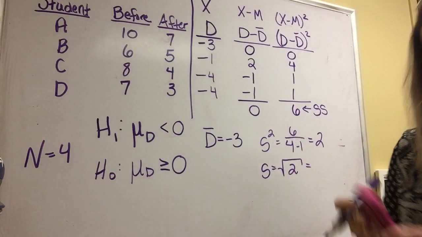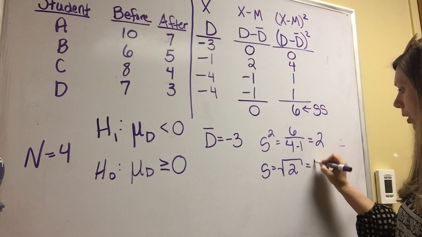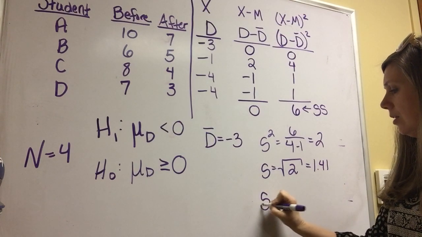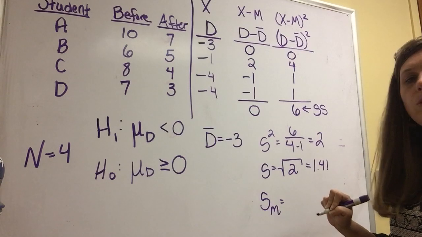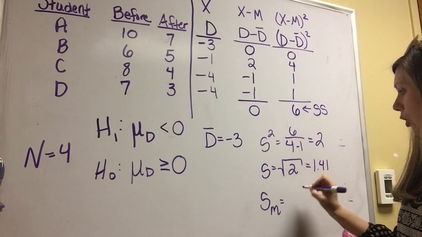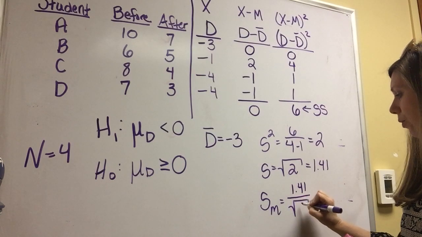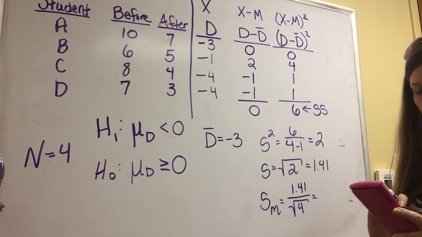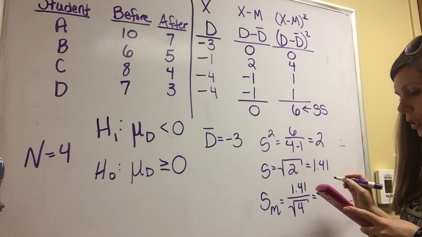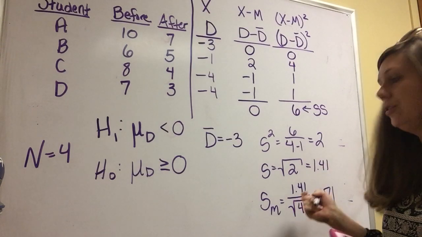So that should be 1.41, so let's just see. Yes, 1.41. And then we need our standard error, because until we get the standard error, we're still in step 2. The formula for the standard error is your standard deviation divided by the square root of n. So I've got 1.41 divided by the square root of 4. So that should be 0.71. Okay, so that's your standard error.